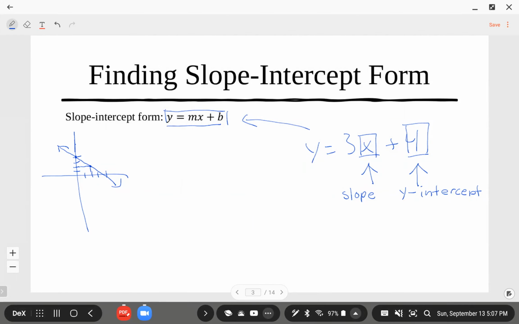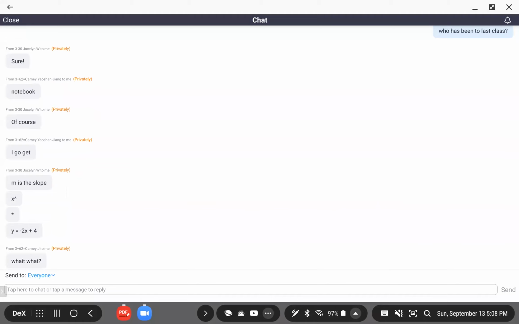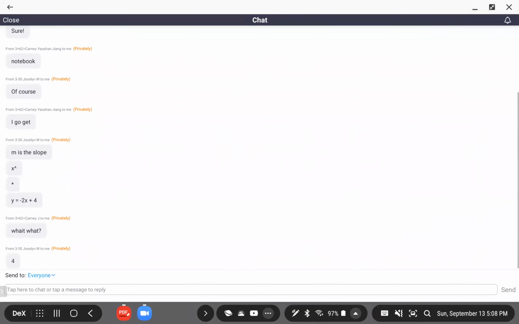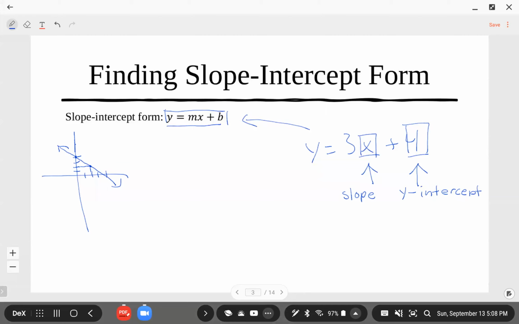Okay, so how do we get our slope-intercept form equation from this? So remember, we have to write it in this form right here: y equals mx plus b. So where is our y-intercept? Now, let me review. The y-intercept is where the line crosses the y-axis, right? So where does this line cross the y-axis? Can anybody tell me? Okay, Jocelyn says 0, 4. Okay, very good. That is the y-intercept.